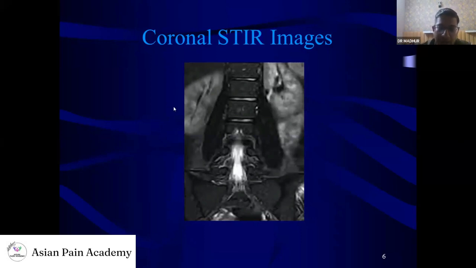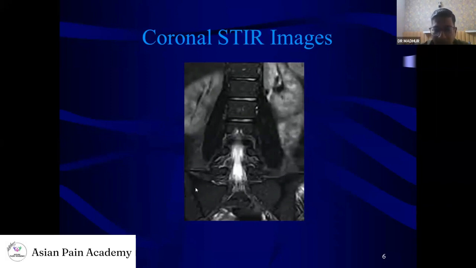One other important thing is the kidneys. Both the kidneys can be visualized in this coronal section. So sometimes gross hydronephrosis or any pathology related to the kidneys can be marked out on this coronal section, which can also be a cause of back pain.